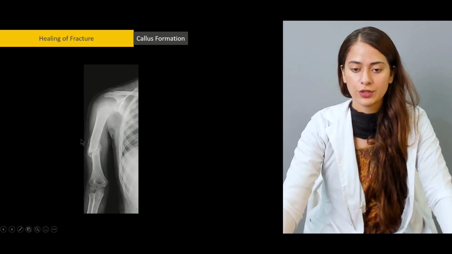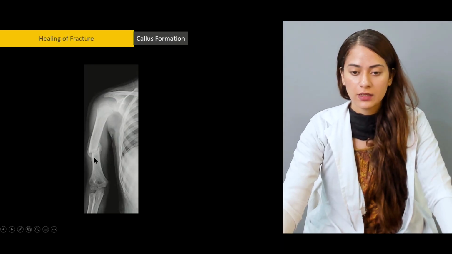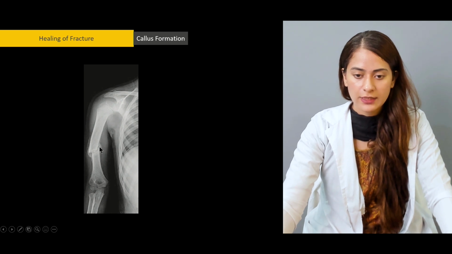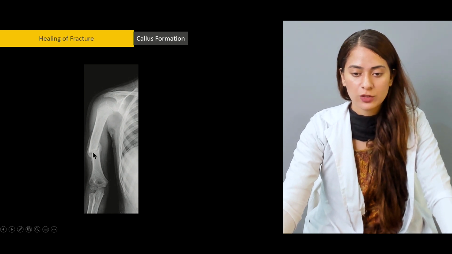Here we can see the callus on the radiograph. This is the humerus, the glenoid fossa, the scapula, the ribs are visible, and this is the radius and ulna. Here the callus formation is visible on X-ray.